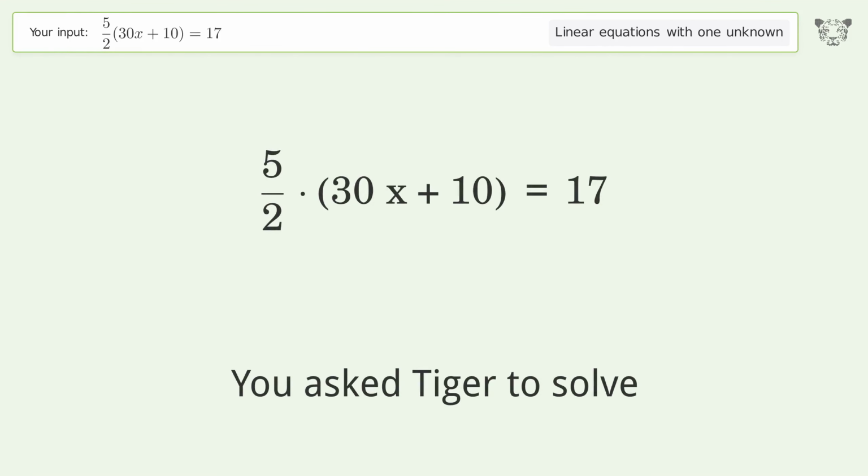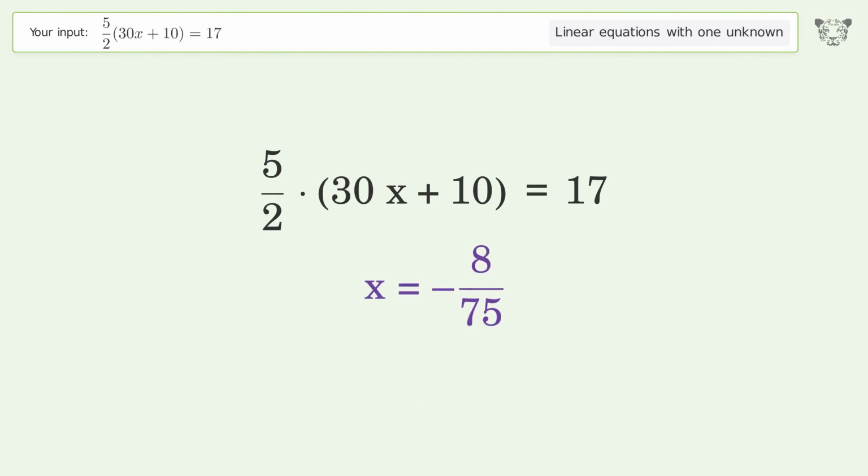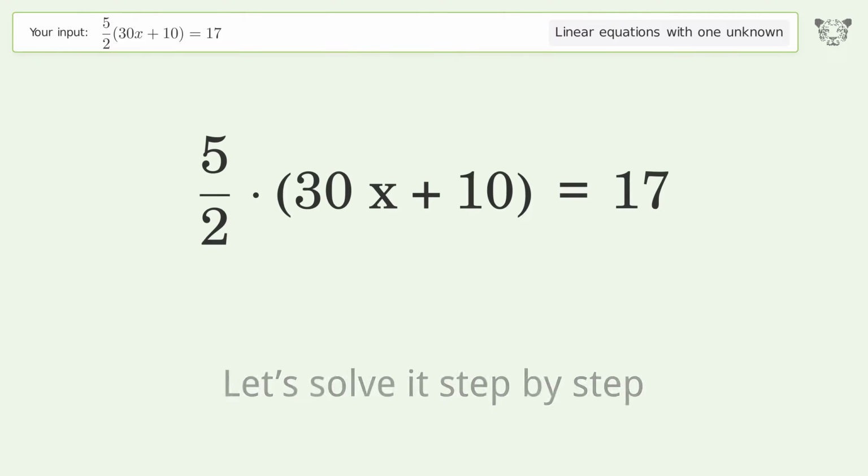You ask Tiger to solve this. This deals with linear equations with one unknown. The final result is x equals -8/75. Let's solve it step by step.